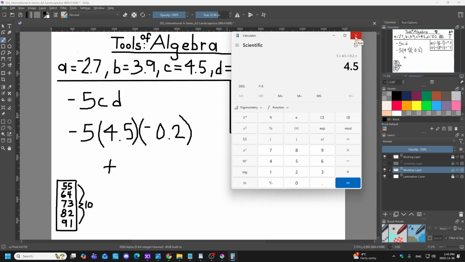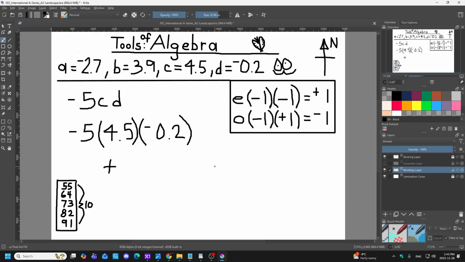That's pretty awesome how that works out, because 0.2 is actually 1/5. That's why. I see it. Because 1/5 in decimal form is 0.2. And essentially we're canceling the 5s. So you're left with 4.5.